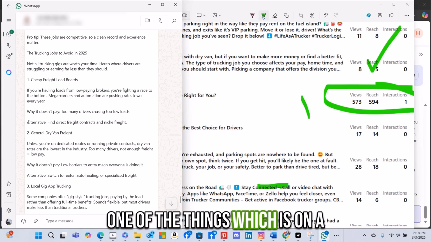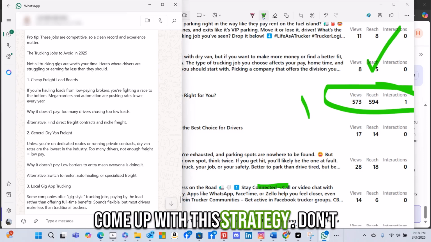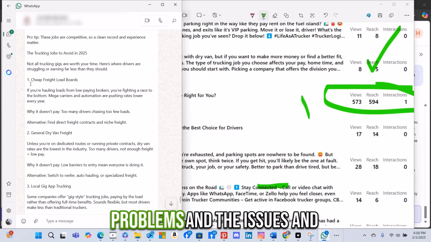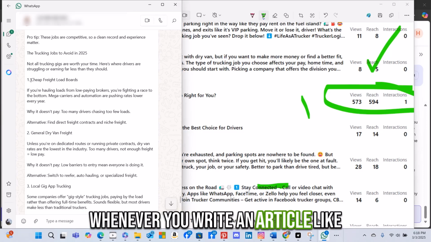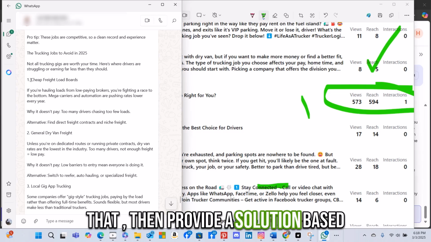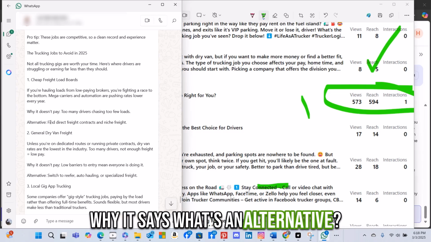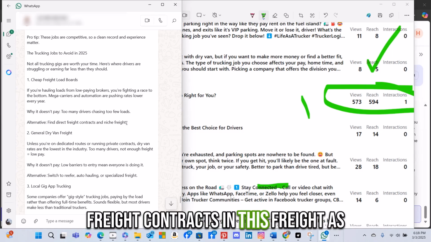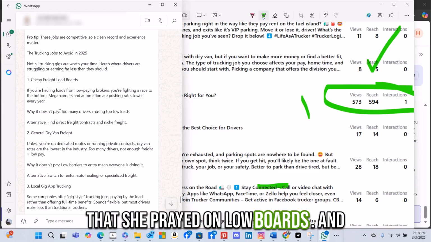One of the things, on a simple end, that many people probably come up with as a strategy: don't just talk about the problems and the issues and challenges. Whenever you write an article like that, provide a solution-based aspect to that article. And that's why it says, what's an alternative? An alternative is to find direct freight contracts and niche freight as opposed to dealing with the cheap freight on load boards.